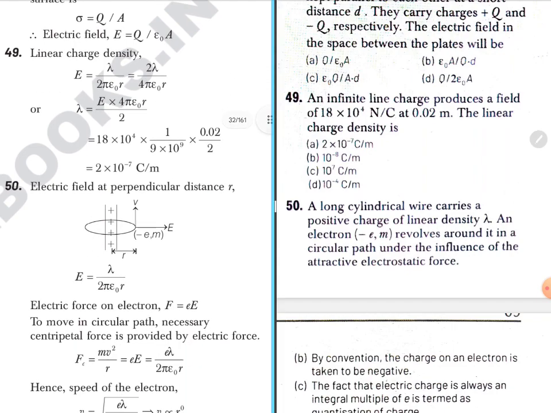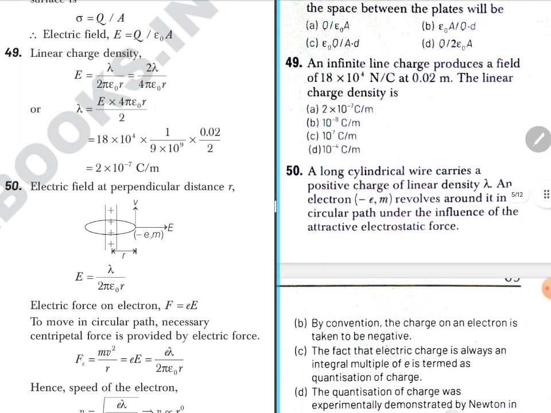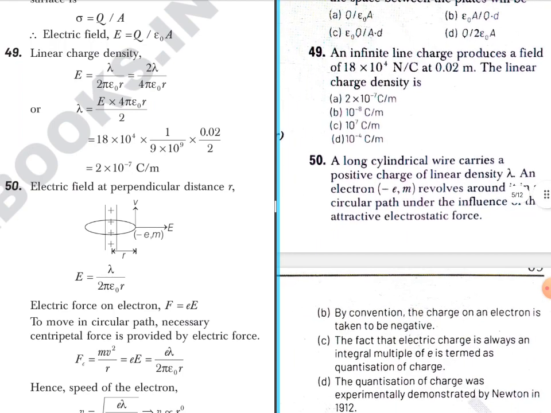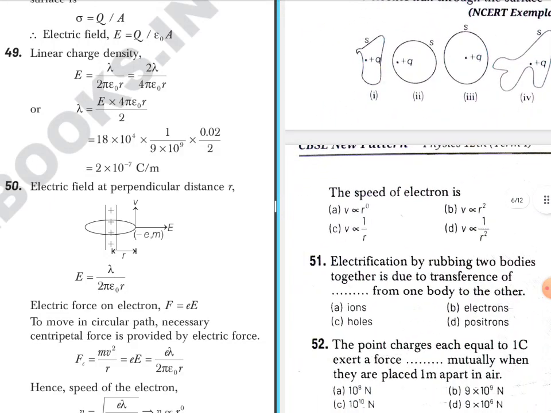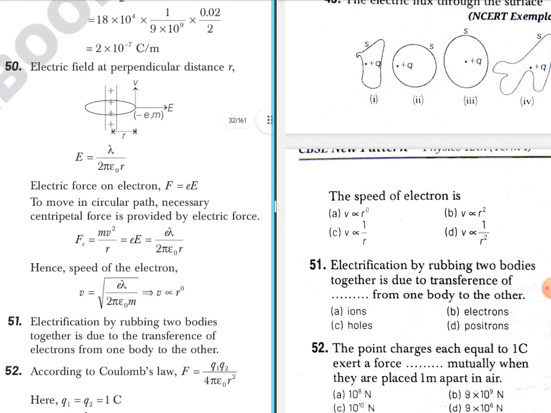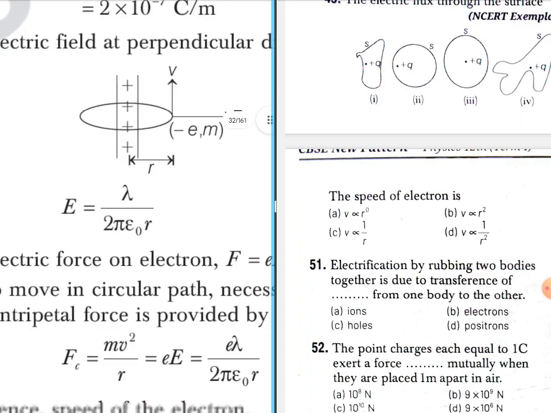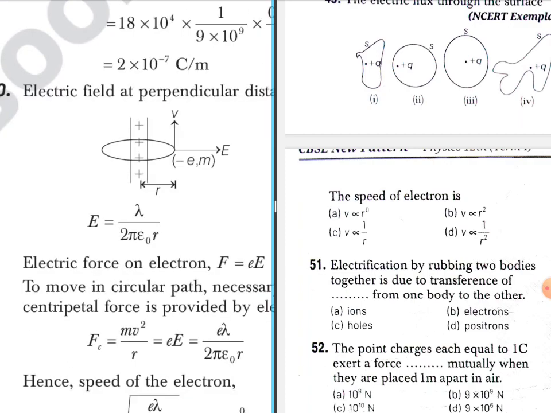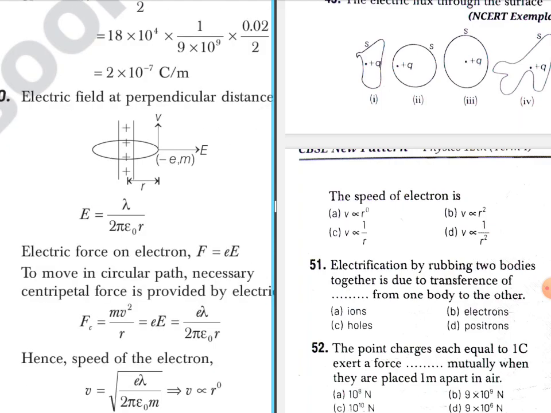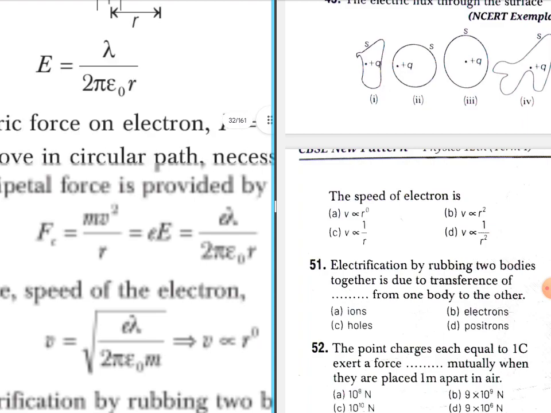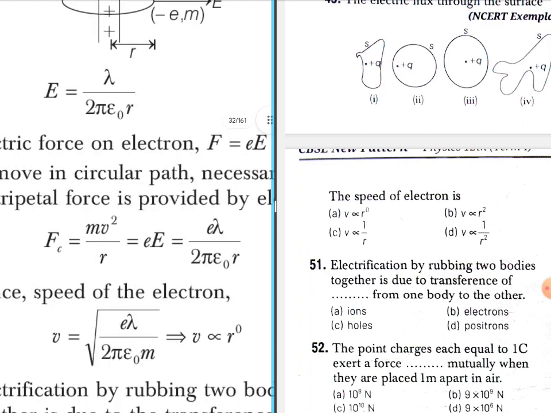A long cylindrical wire carrying a positive charge of linear density lambda. An electron with charge minus e and mass m revolves around it in a circular path under the influence of the attractive electrostatic force. The speed of the electron. See, can you imagine the wire here, a line charge, and there is an electric field at one point. Whenever there's a rotational motion, with the electron revolving around it, there will be a centripetal force mv square by r, which can be equated to capital E into small e, since E is equal to F by Q, F is equal to E into Q.